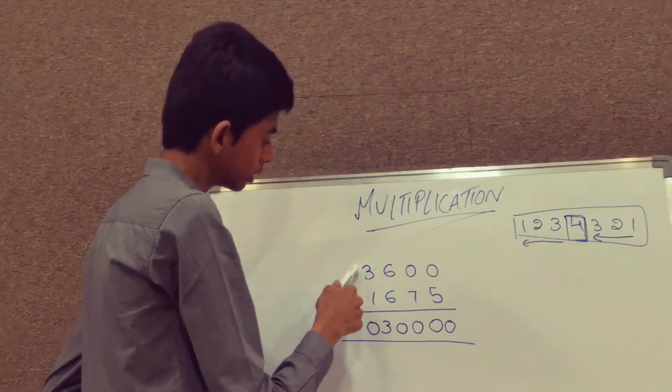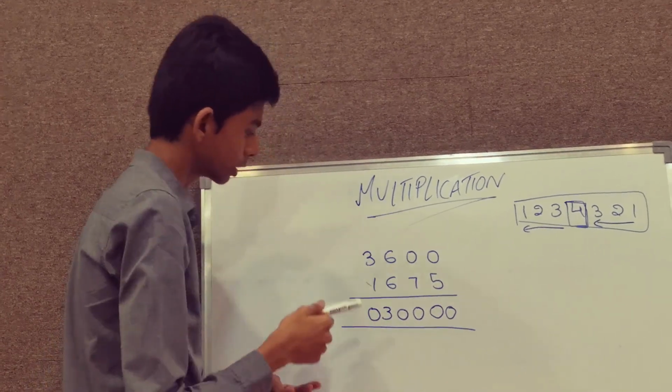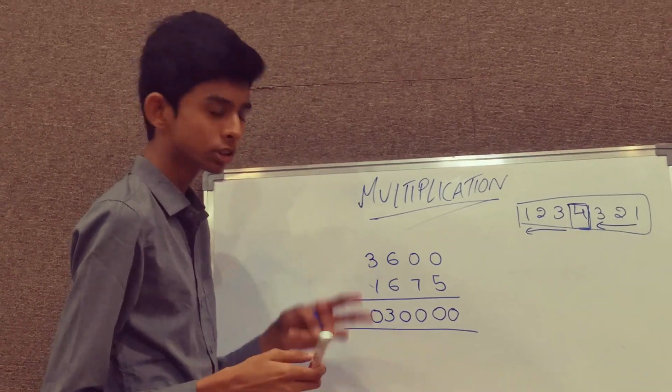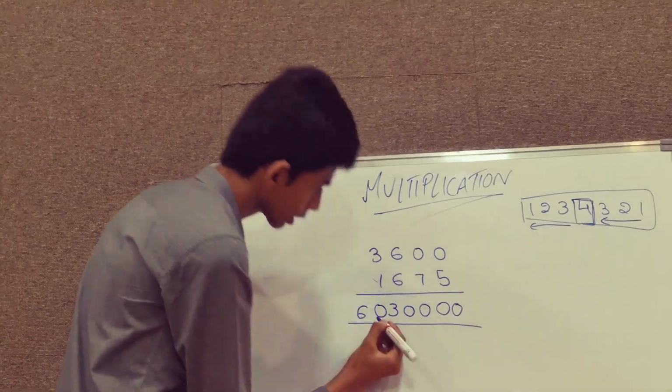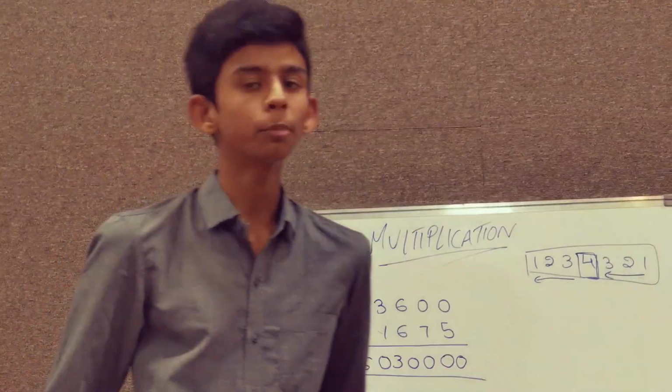What is the last step? Taking the last column of the multiplication. So 3 into 1 is 3. 3 plus 3 is 6. So this is how we solve the 4 into 4 multiplication.